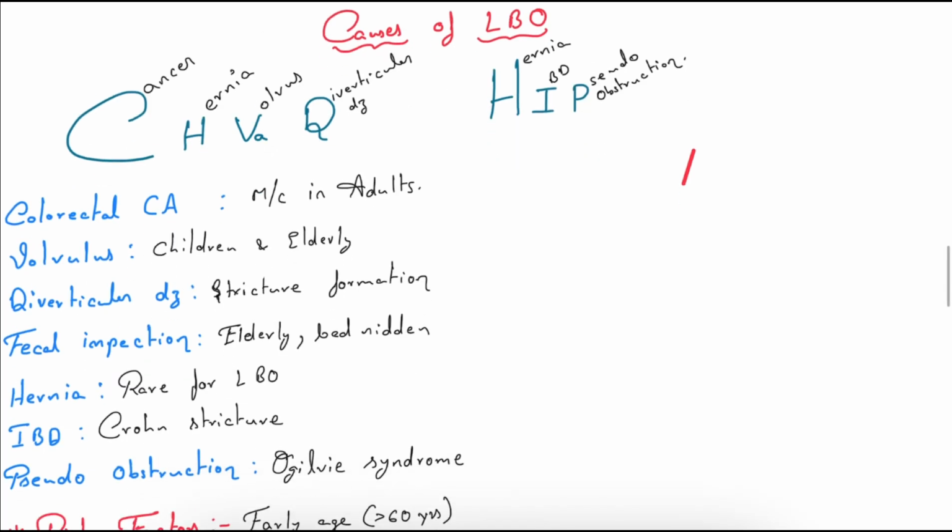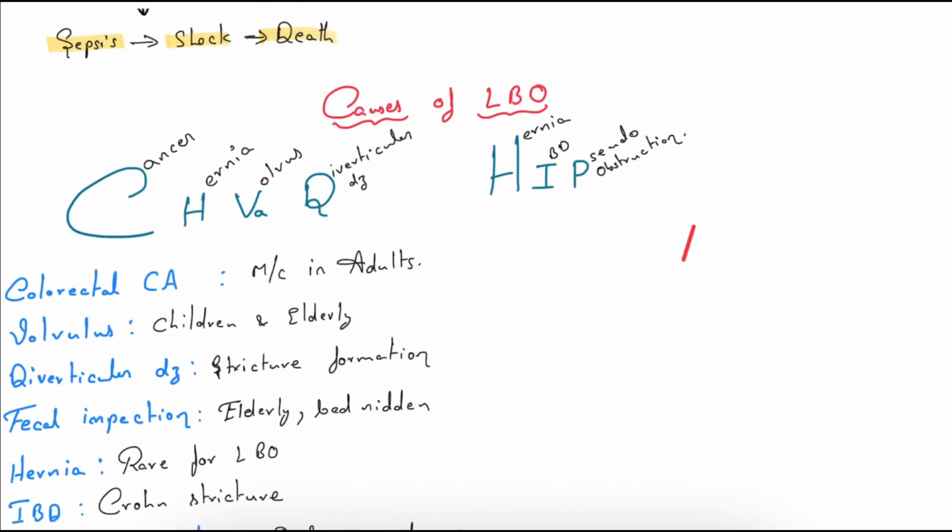We have a mnemonic for large bowel obstruction causes, that is CHAVID HIP. C means cancer, H means hernia, V means volvulus, D means diverticular disease, I means inflammatory bowel diseases like Crohn's, and P means pseudo obstruction.